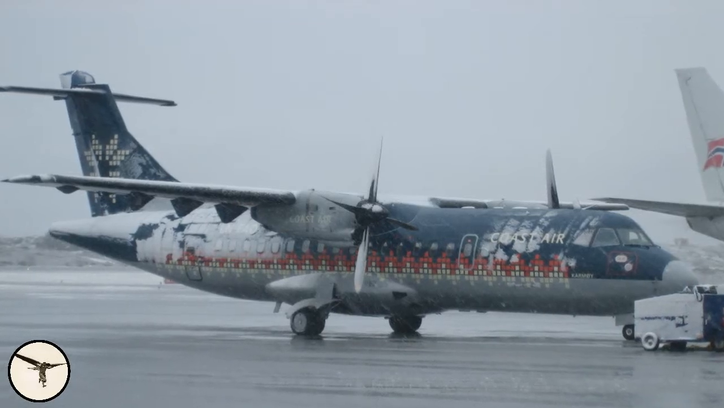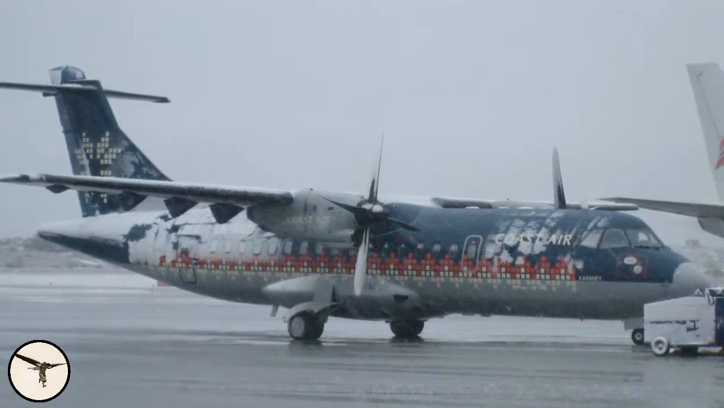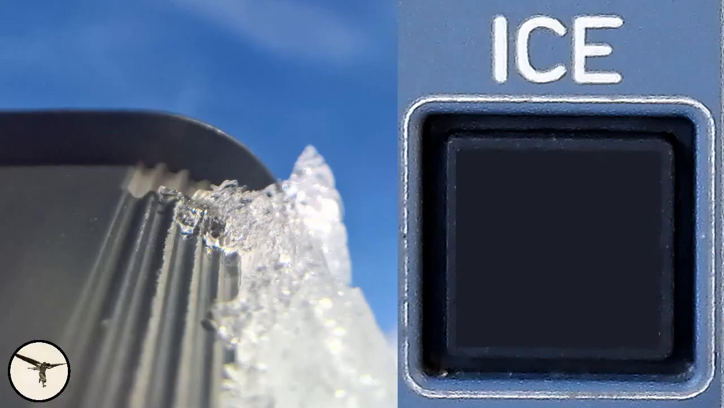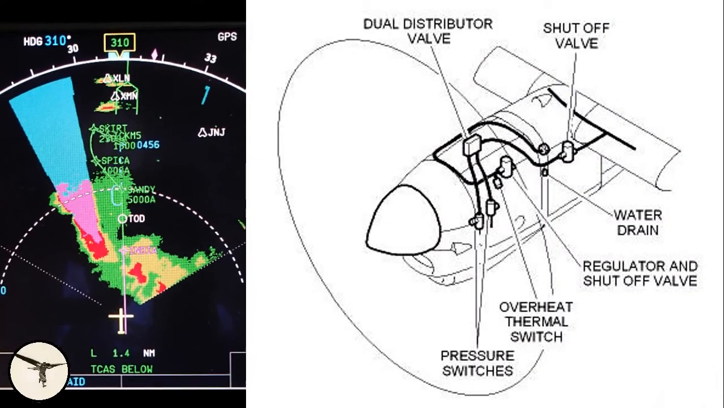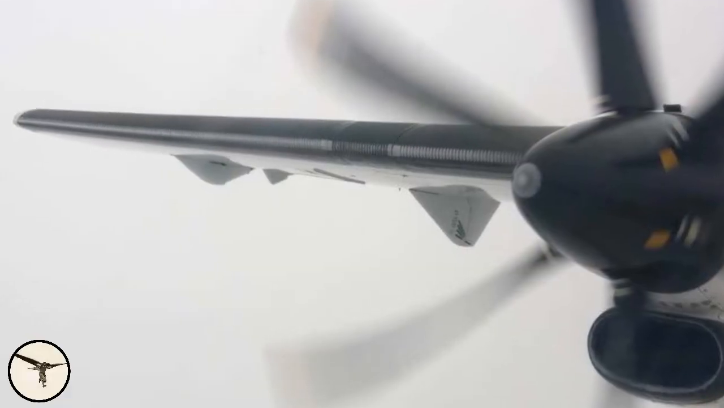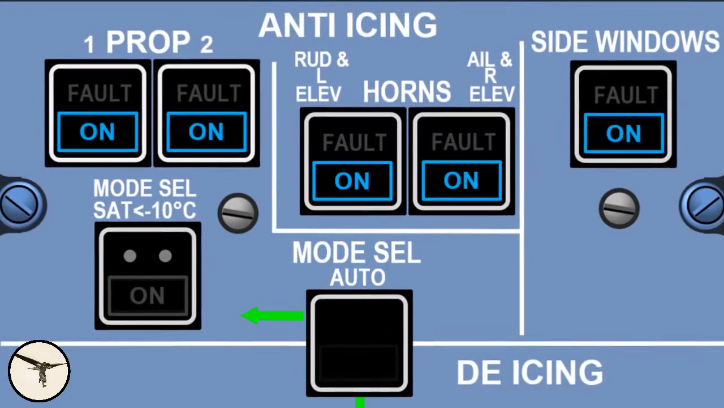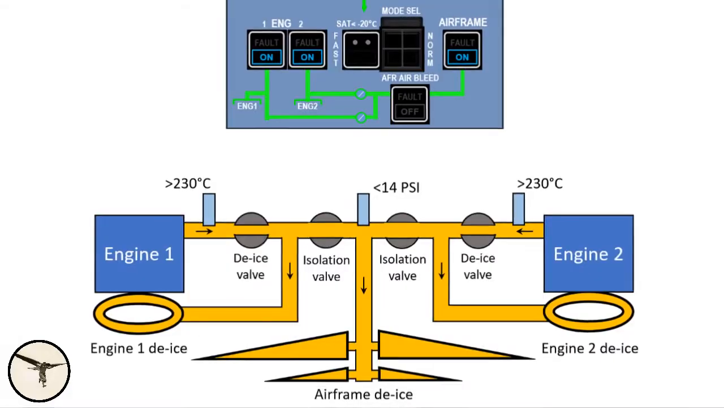Like all transport category airplanes, ATR 42 and 72 are certified to fly in atmospheric icing conditions. The airplane is equipped with systems that can detect, prevent and remove ice from critical areas of the airplane.